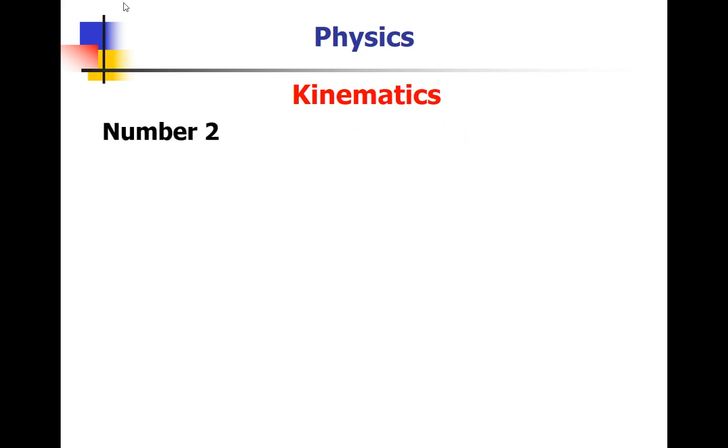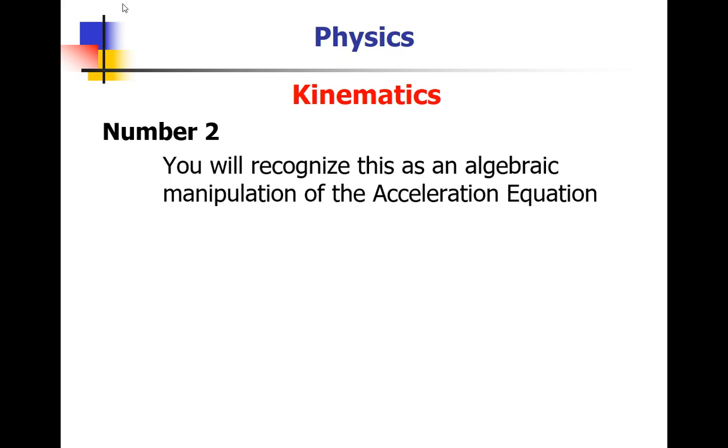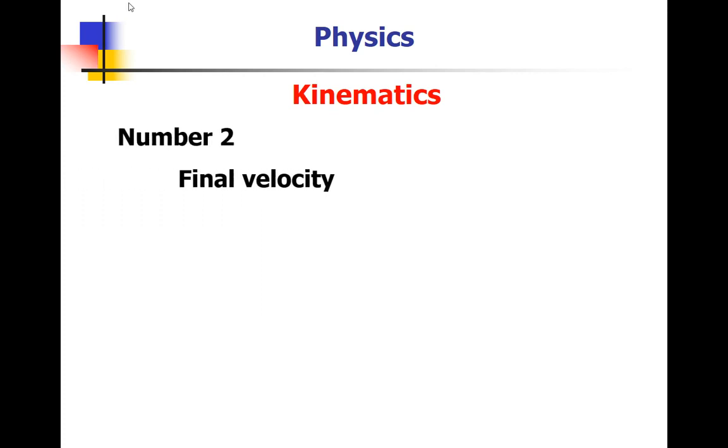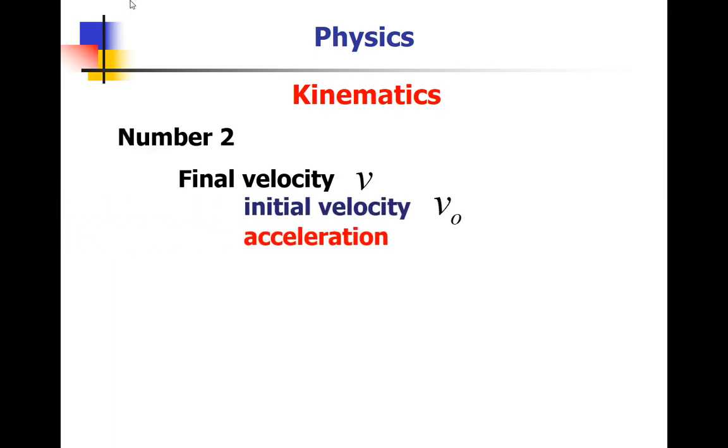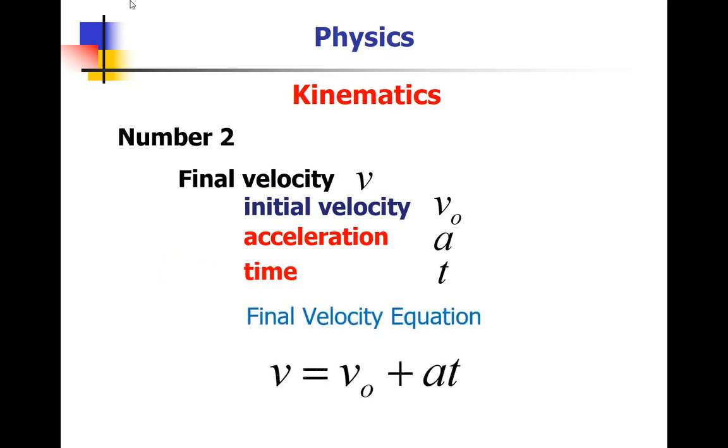Our second equation for kinematics, you will recognize as an algebraic manipulation of the acceleration equation. It's one we use quite often. If we start with A is v minus v naught over t and do a little algebra, I can solve for final velocity, v, if I'm given the initial velocity, the acceleration, and the time. For this, I have the final velocity equation. V is v naught plus at.